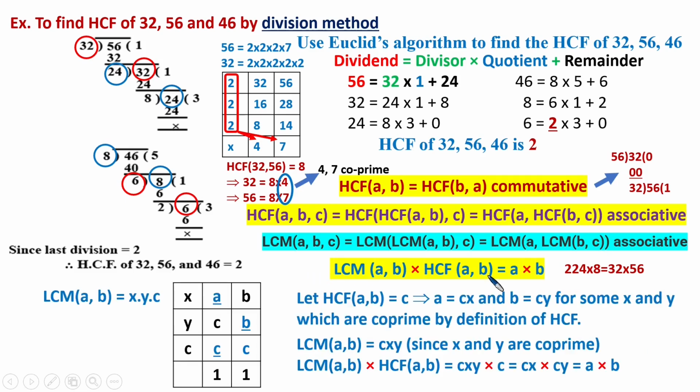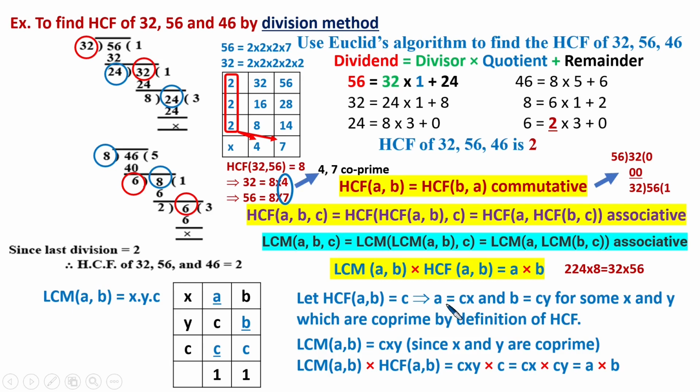So now let us prove this one, that is LCM times HCF of A comma B is A into B. So let HCF of A comma B be C. Of these two numbers, it is some number C. This is 8 here, and I know that A is 8 into 4, which is 32, and B is 56, which is 8 into 7. This is 2 into 2 into 2, and 8 into 7 is 56. So these are co-prime.